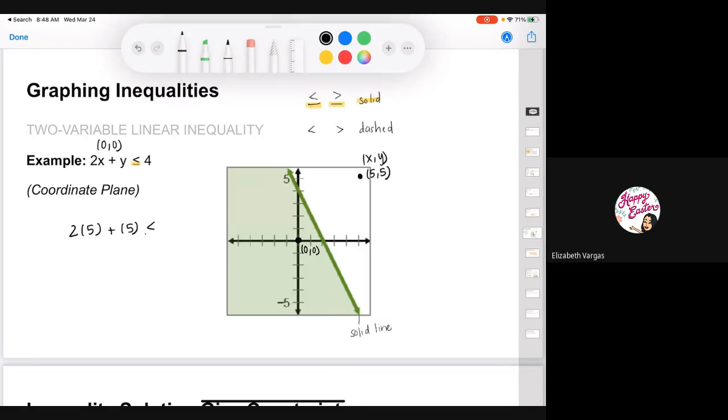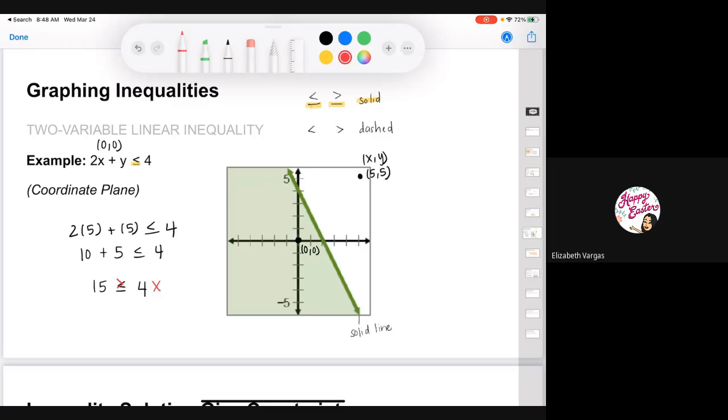Needs to be less than or equal to 4. So 2 times 5 is 10, plus 5, 15. Well, is this true? Is it true that 15 is less than or equal to 4? No, 15 is actually greater than 4. So that would not be true. And so that's why we can't shade on that side of the coordinate grid, right?